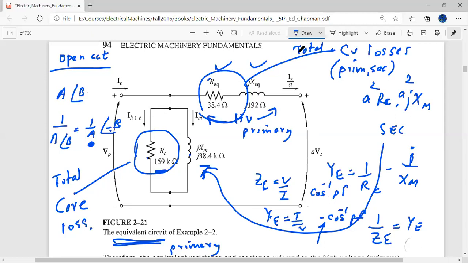Okay. So for the short circuit test, we don't do both of these things because we are directly working with the impedance, not the admittance.